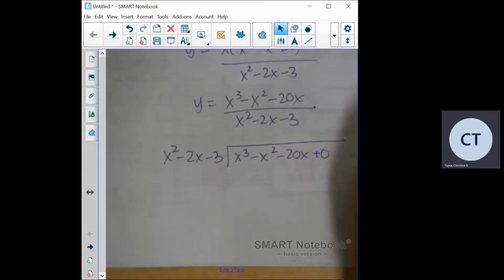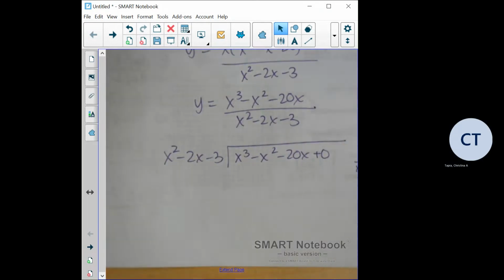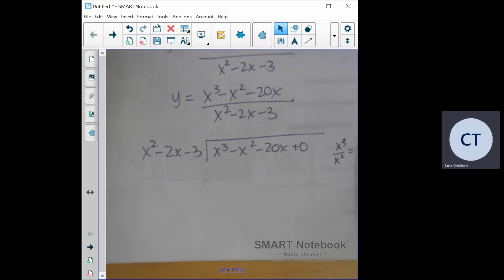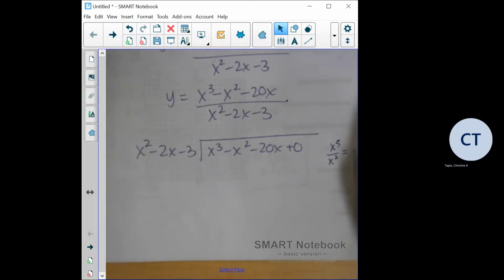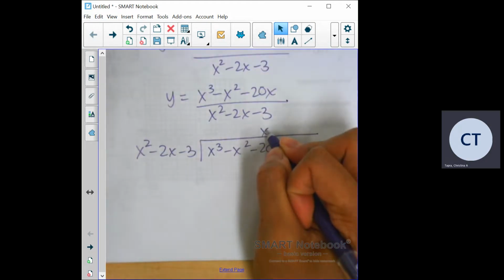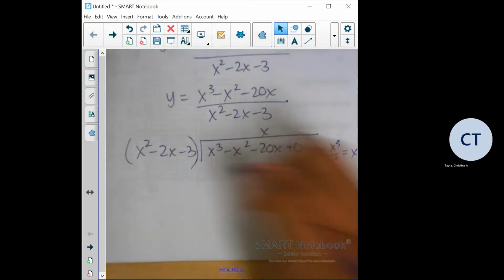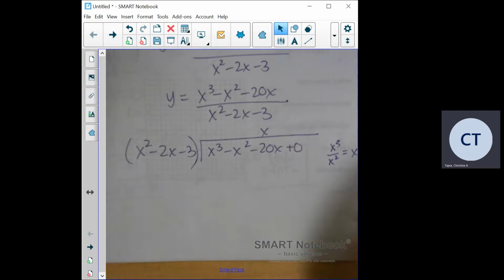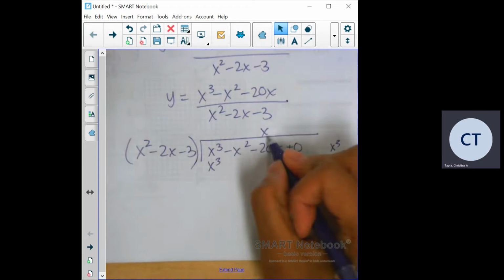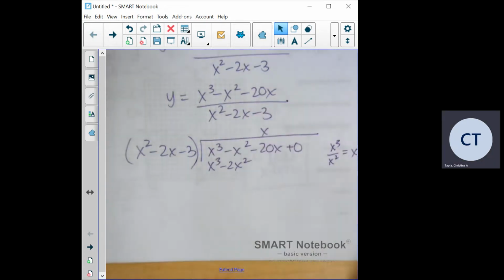All right, so I'm going to divide. First thing I'm dividing is x cubed by x squared. Valeria, what's x cubed divided by x squared? Just x. So I'm going to take this x, and what do I do with it, Valeria? Okay, so multiply. What's x times x squared? Okay. What's x times 2x? And x times 3? What do I do at this point, Valeria?